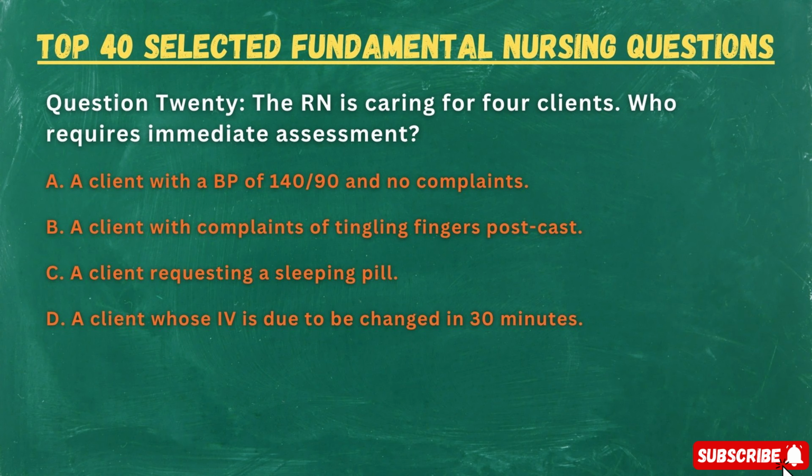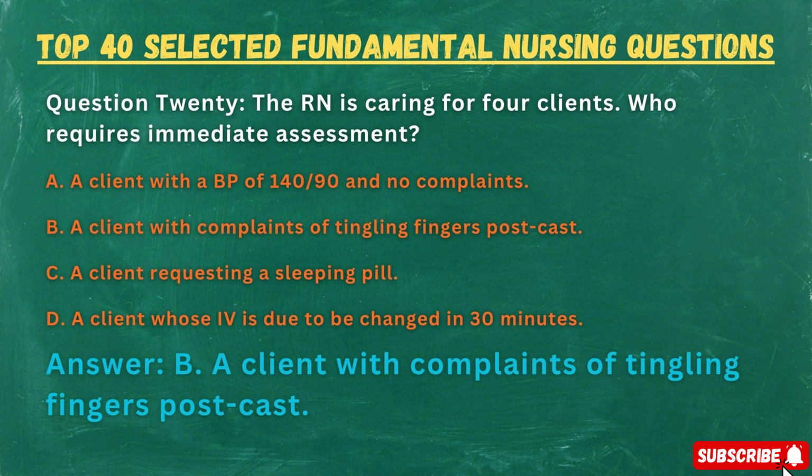Question 20. The RN is caring for 4 clients. Who requires immediate assessment? A. A client with a BP of 140/90 and no complaints. B. A client with complaints of tingling fingers post-cast. C. A client requesting a sleeping pill. D. A client whose IV is due to be changed in 30 minutes.